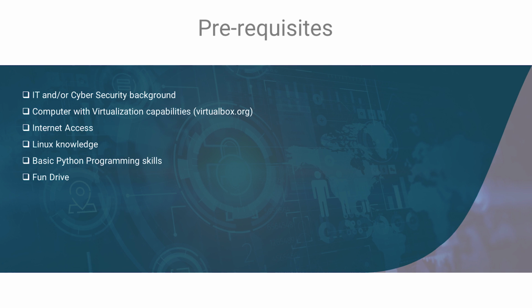Then, have a working computer with virtualization capabilities. Here I have to mention VirtualBox, which is a free and open source hypervisor program that may be used on Windows, Mac OS, and Linux. You can download it via the website virtualbox.org. I will talk about it in more detail in the third section of this course, where we will prepare our environment.